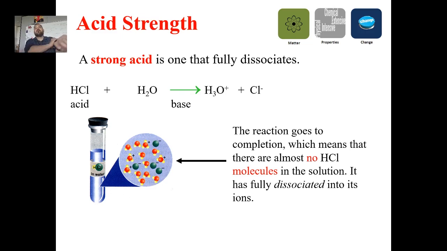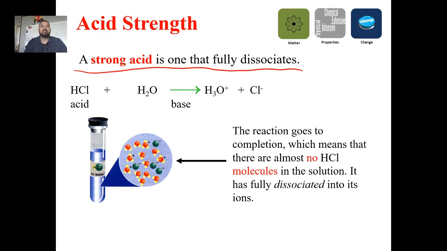All right, so we're almost at the math. We're very close. So next up, we have our definitions of strong acid. So what is a strong acid? A strong acid is one that fully dissociates. But what does fully dissociates mean?